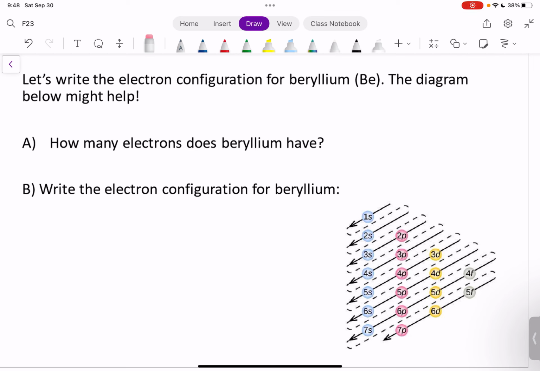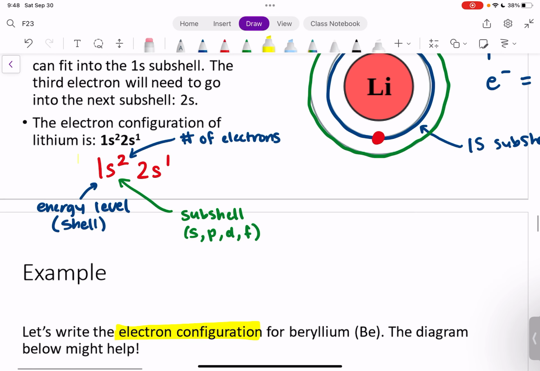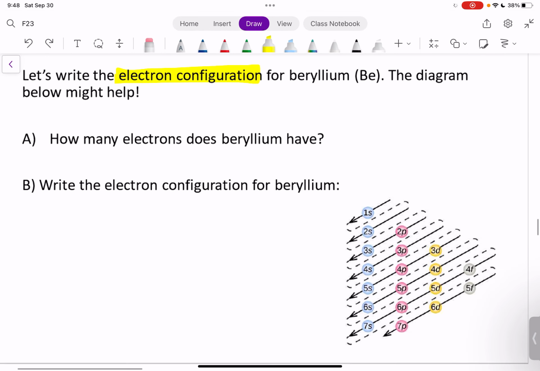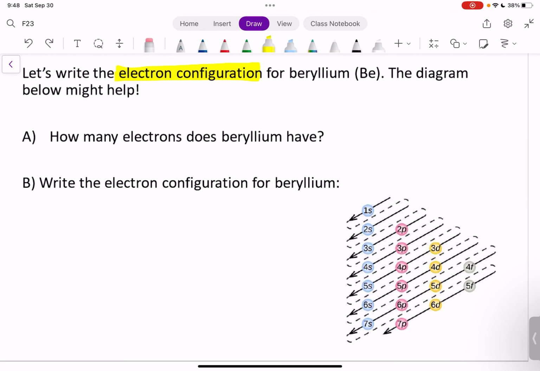All right, so let's first figure out, we want to write the electron configuration for beryllium. So right away, I'm thinking I'm going to want to write something along these lines. That's an electron configuration. This is not an electron configuration. This is just a diagram to help us visually see how these atoms look and where those electrons hang out. But this is called the electron configuration. So we know we're going to get something along those lines: 1s2, 2s something, 2p something.